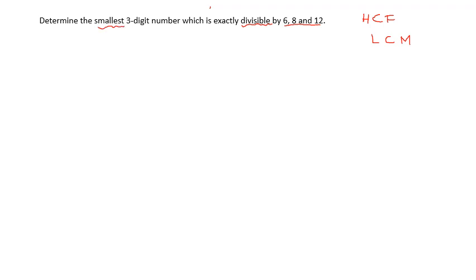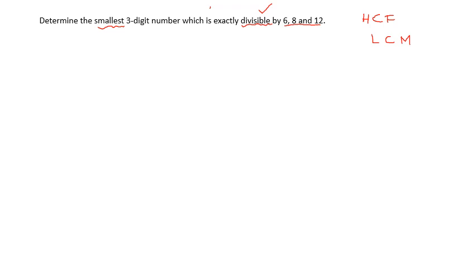Okay, smallest means LCM. But the word you have to look for here is not smallest, you have to look for the word divisible, children. Why? Because if you find the factors of 6, if it is HCF, highest common factor, then a factor is always smaller than or equal to the number given. That is, the number will be less than 6, less than 8, less than 12 or equal to this. So equal to 6 maximum it can come.